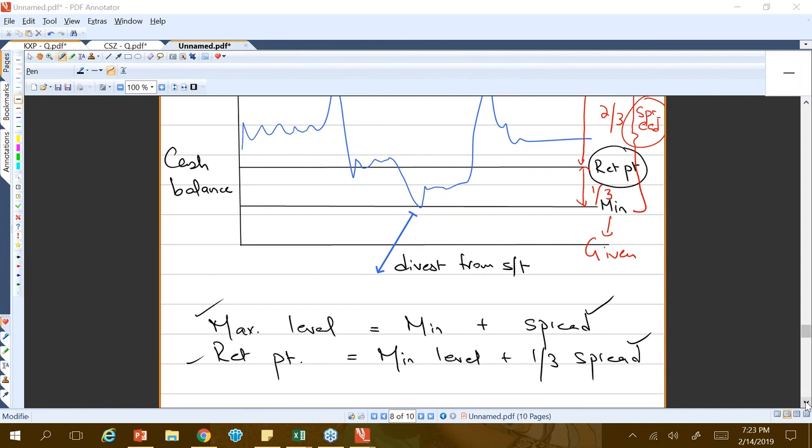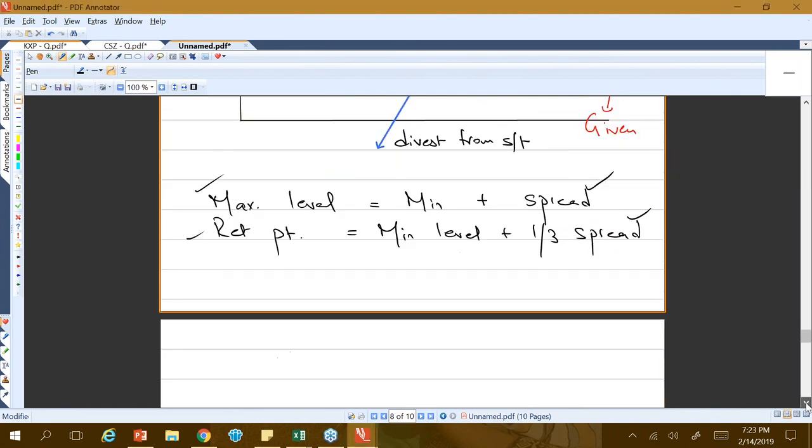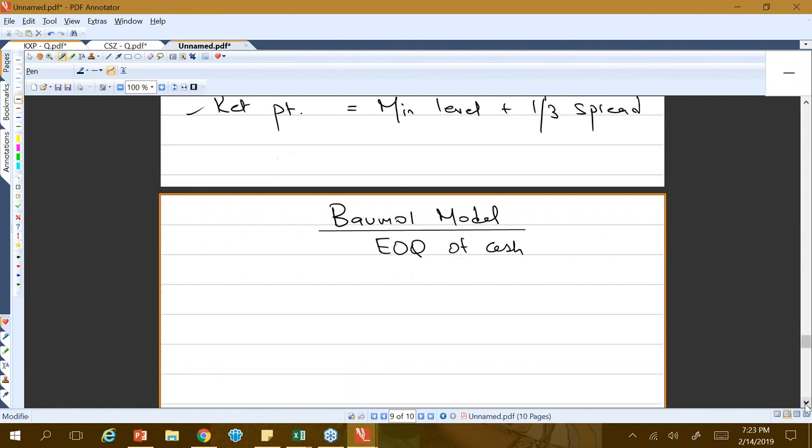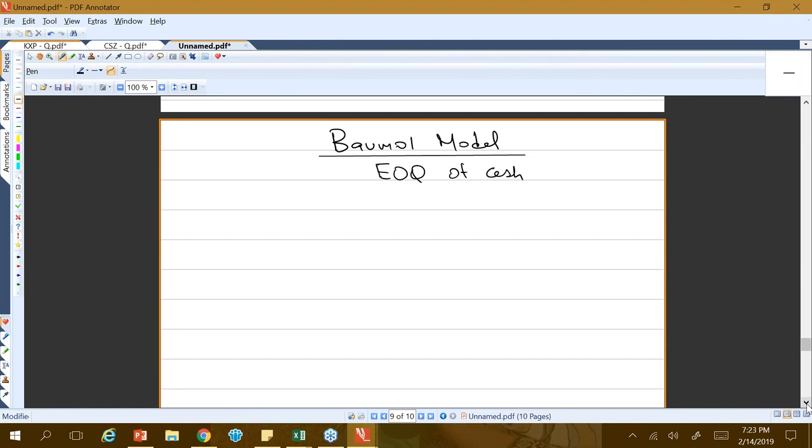Now, the next thing is the Baumol model. I simply say the Baumol model is the EOQ of cash. What we say here is the square root of 2CoD over Ch.